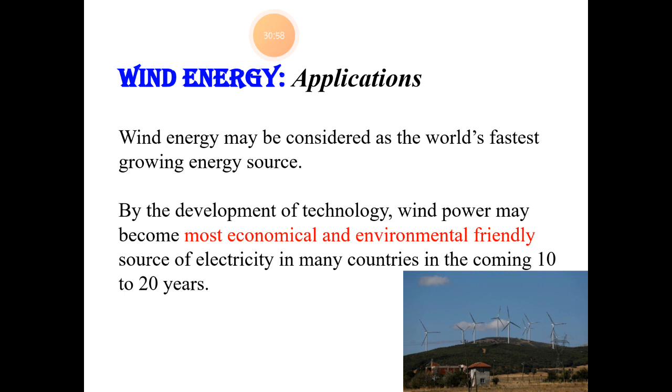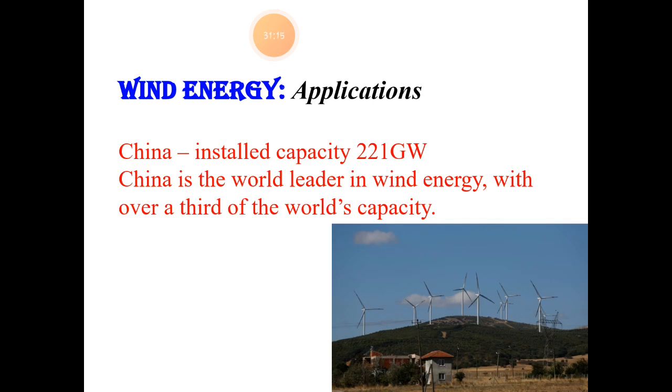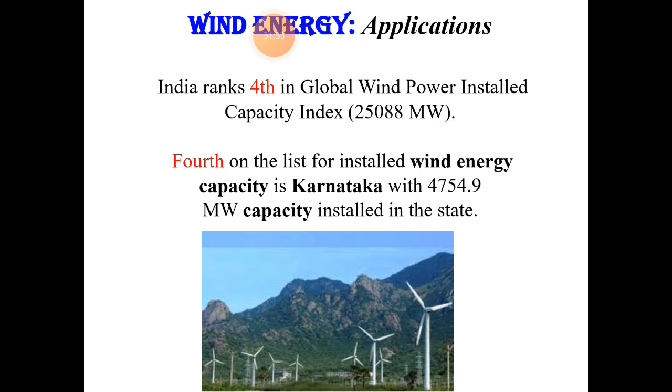Wind energy is considered as an economical, environmental friendly energy resource compared to the hydropower electricity. China ranks first in the world to use wind energy, and India ranks fourth to use the same. Our Karnataka state also ranks fourth in the country, generating around 4,754 megawatts of energy.